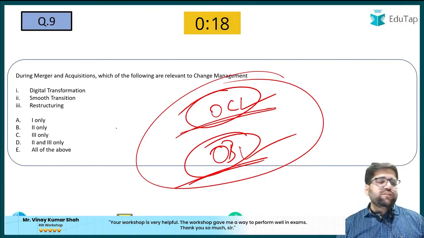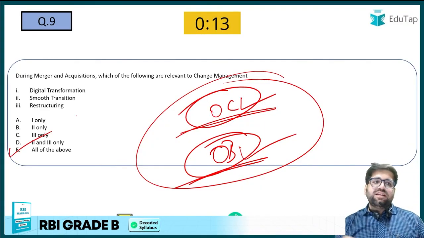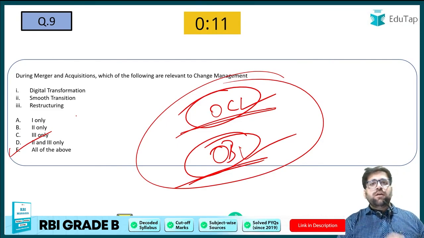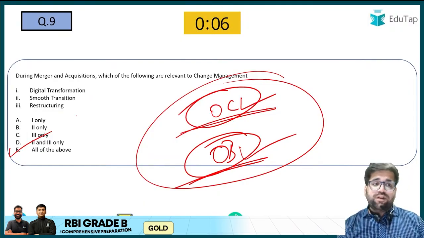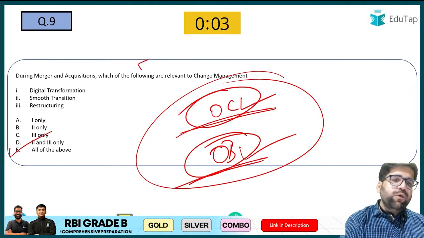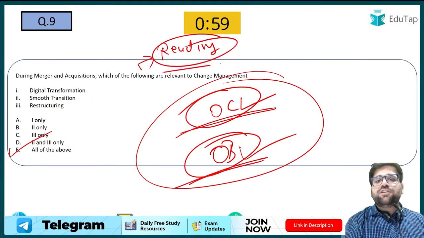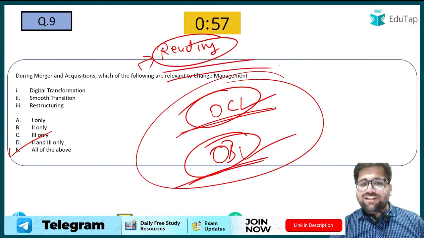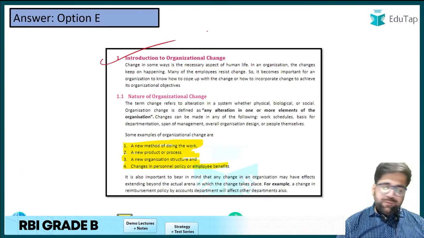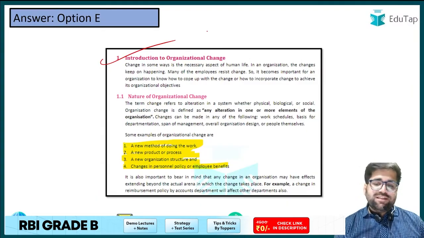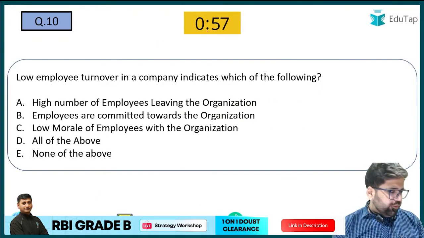Yes, the correct answer of this particular question will be E, because if any change takes place during merger and acquisition, it will definitely transform the digital transformation of the host company. It will also have smooth transition and restructuring. Even if you are not reading these two chapters, this is generally common reading. If you have common sense, which is very uncommon, you could have easily answered this particular question. Again, if you are seeing our concept notes, those who are subscribers to EduTap must have easily answered this question. Question number 10, my friends, and then we will see what your score is.